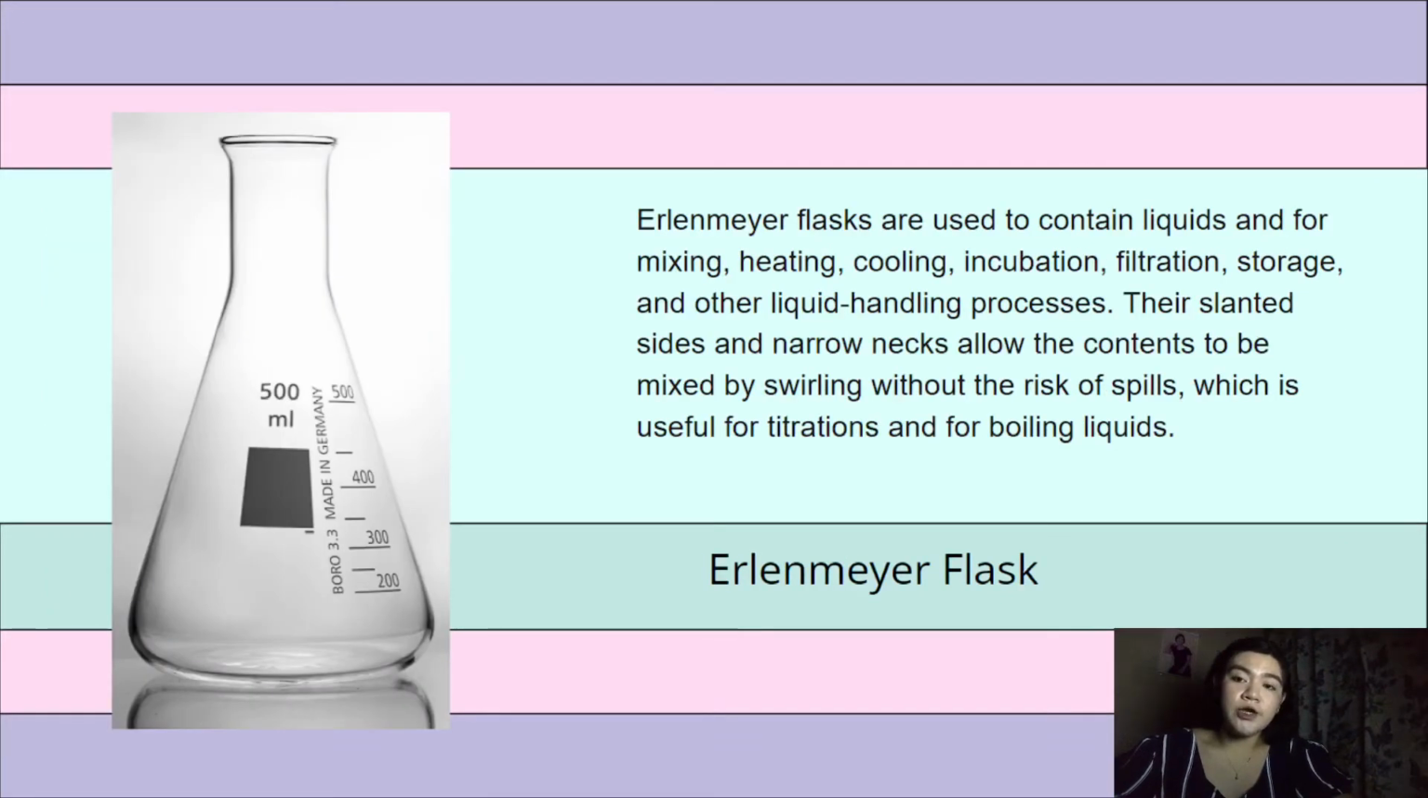Next is the Erlenmeyer flask. Erlenmeyer flasks are used to contain liquids for mixing, heating, cooling, incubation, filtration, storage, and other liquid handling processes. Their slanted sides and narrow necks allow the contents to be mixed by swirling without the risk of spills, which is useful for titrations and for boiling liquids.